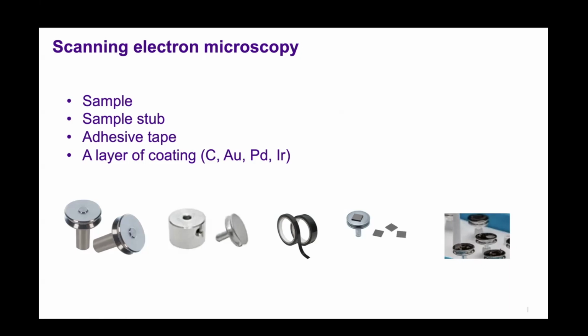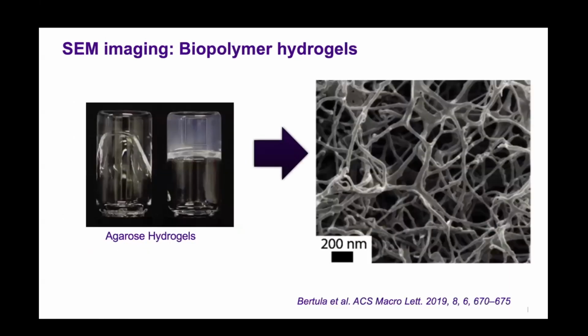These are what stubs look like. These are maybe a few millimeters or almost a centimeter, I think. And then you can directly use any types of stubs. Any types of material can be imaged. There is no limitation except that you cannot use water.